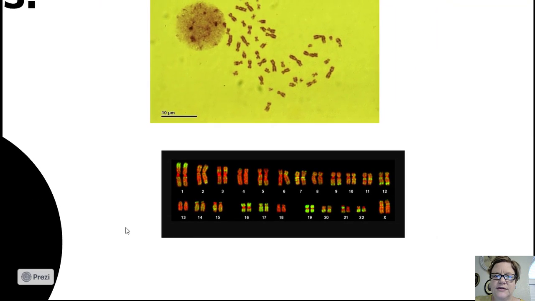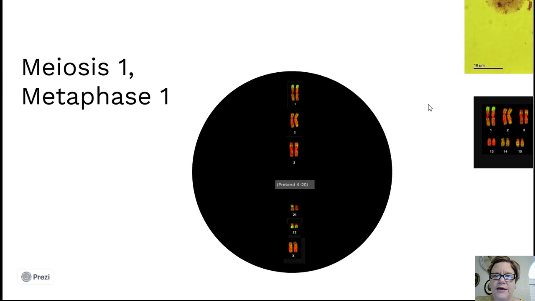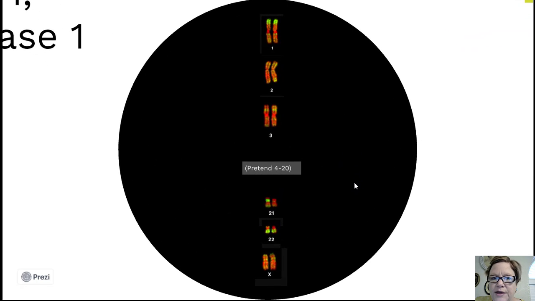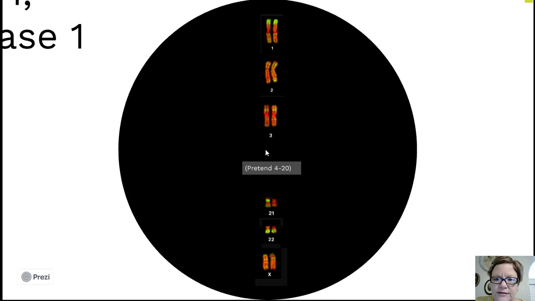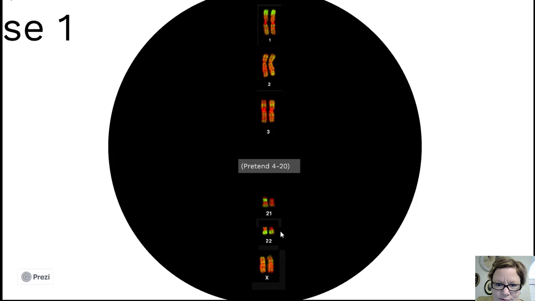It's easiest to visualize the concept of sets in meiosis 1, metaphase 1. So what I did was I cut and pasted from the previous picture, which, by the way, I borrowed from an open source textbook, all these images. What I've shown you is how they would line up in metaphase 1 of meiosis. Here at the top you can see the 2 copies of chromosome 1, the 2 copies of chromosome 2, the 2 copies of chromosome 3, and then I got tired. Pretend I did the same thing for chromosomes 4 through 20, and then chromosome 21 down here, chromosome 22, and then the 23rd pair is the X chromosome here.